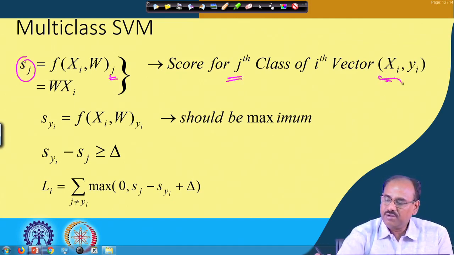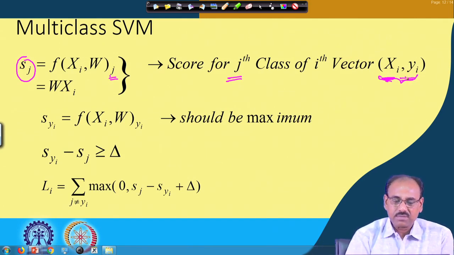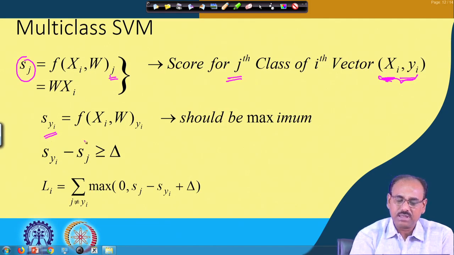The ith vector is actually given in the form (x_i, y_i), indicating that this x_i belongs to category y_i. You remember that what we are talking about are all training vectors, which means for the training vectors, we know the category to which the vector belongs. So, I know that the training vector x_i belongs to category y_i. Given this, to obtain the score for the y_ith category for the vector x_i, I have to look at the y_ith component of the score vector, which is what I get from this matrix multiplication, taking the y_ith component of that.